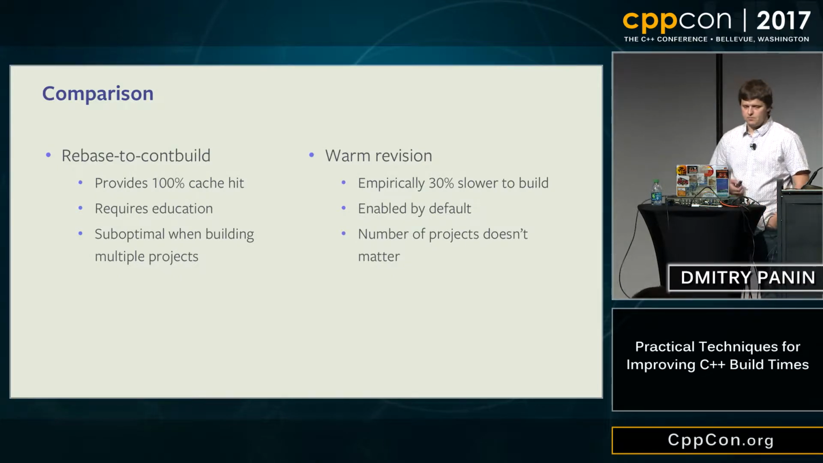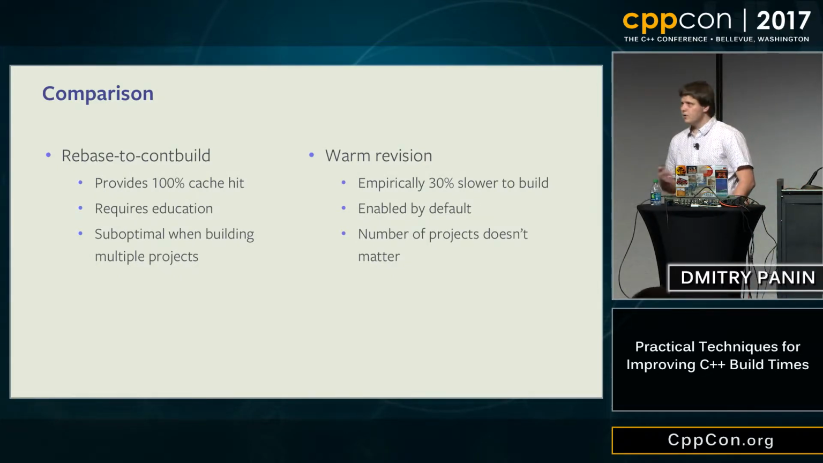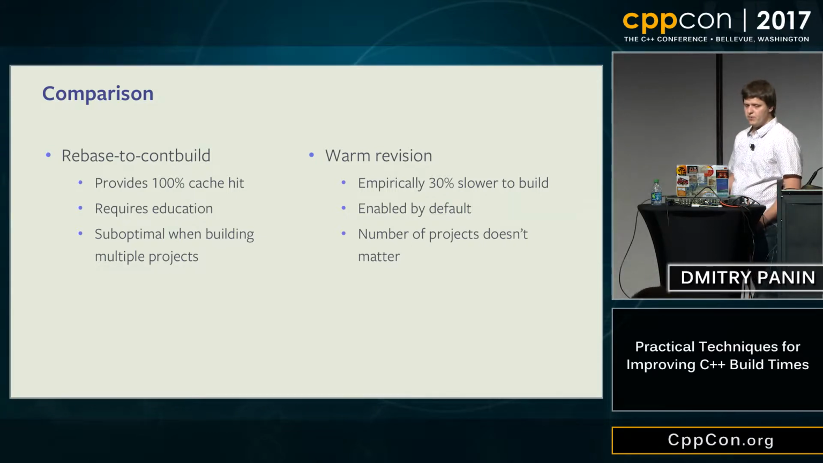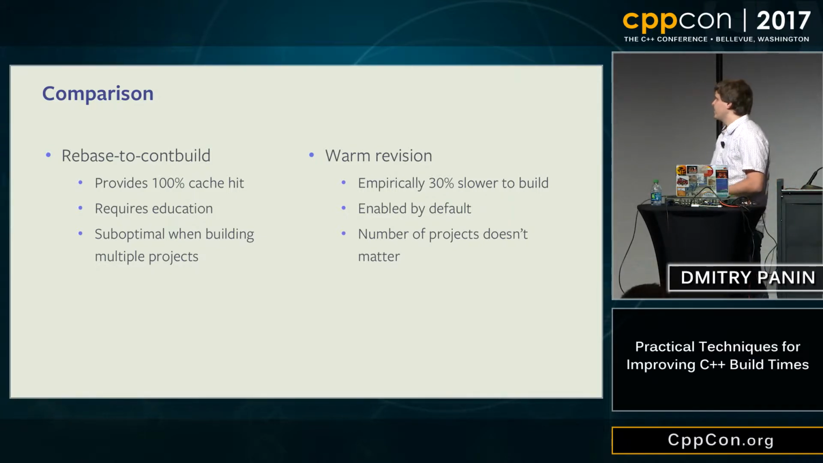Okay, as a quick comparison, we have two mechanisms: rebase to cached build and warm revision. Rebase to cached build provides about 100% cache hit rate, and it's really, really helpful. It helps us reduce the build times from hours to just several minutes. But it requires education and is suboptimal with multiple projects. On the other hand, warm revision is about just 30% slower in our cases, and it works by default, and everything is great. Okay, so now you can check out your clean build workflow, and it works great.